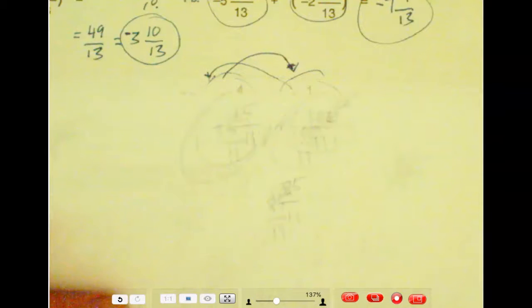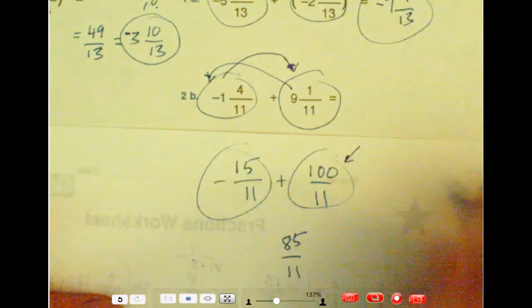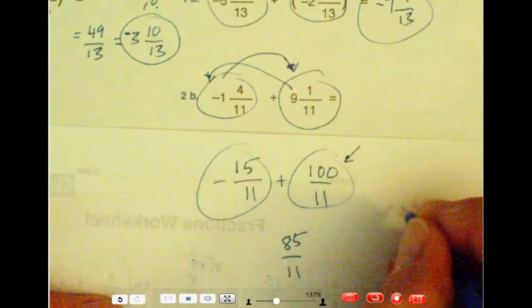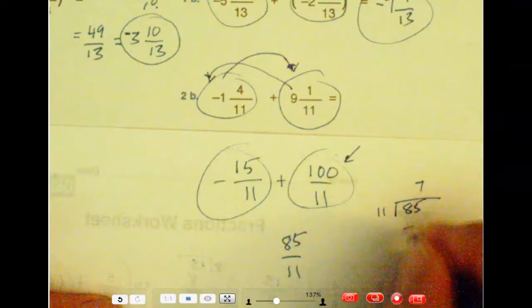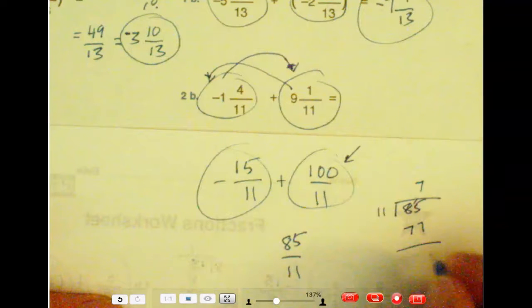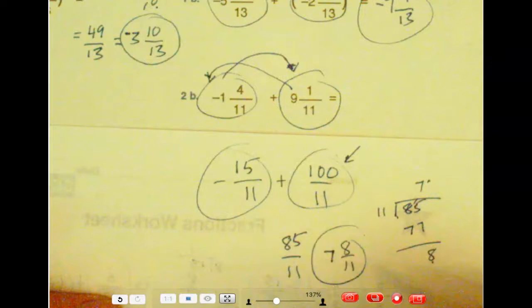You just slide up, and let's see, what is 85/11? Well, divide it out. 11 goes into 85 7 times, it would be 77. 85 minus 77 has got 8 left over, so it's 7 and 8/11. It's positive 7 and 8/11.